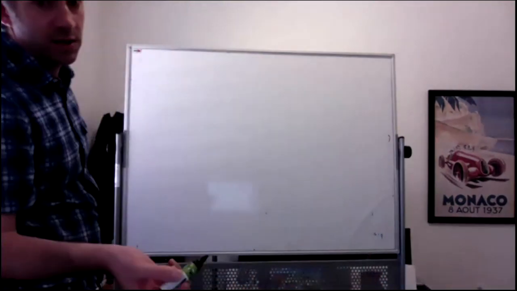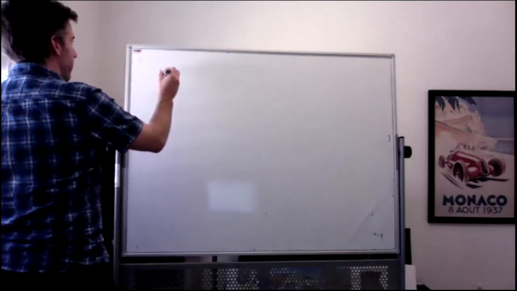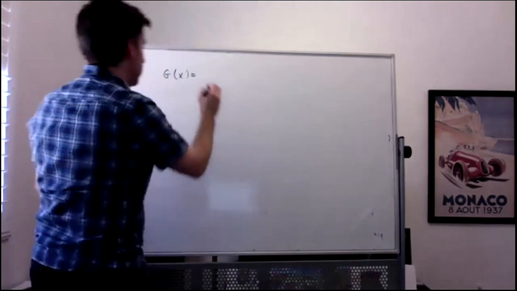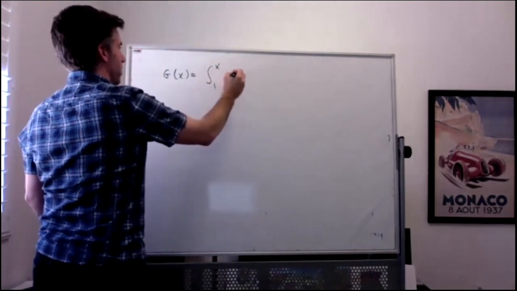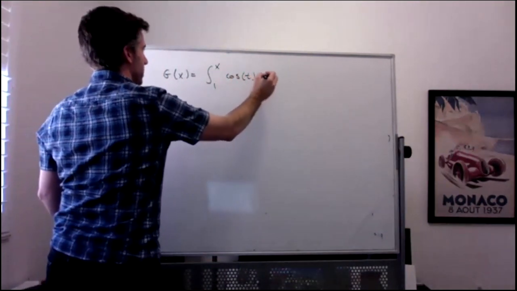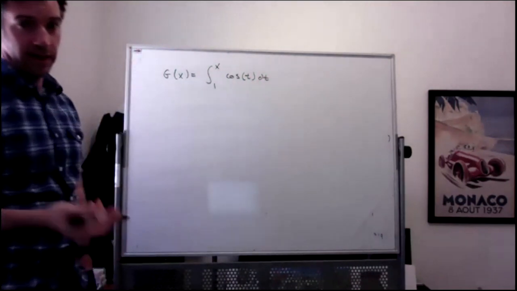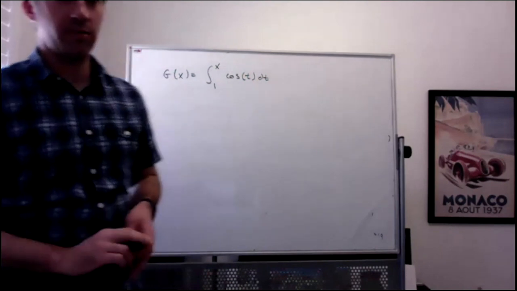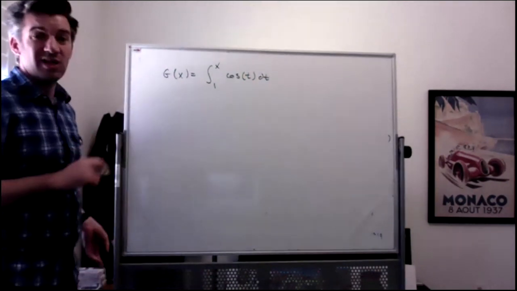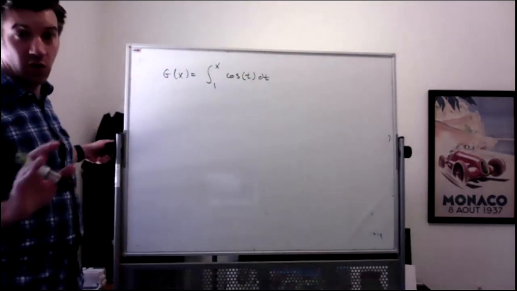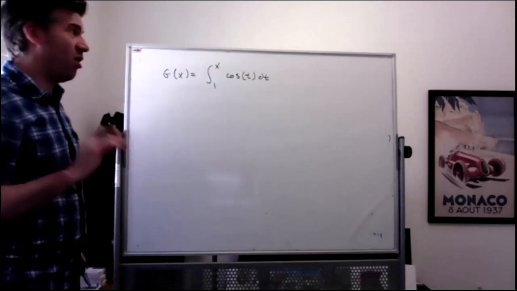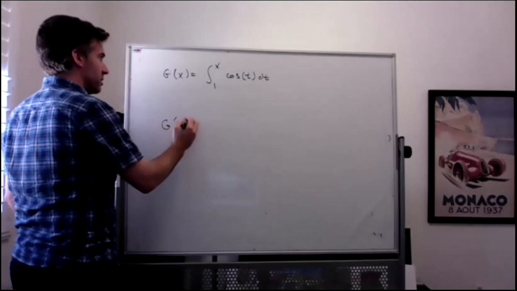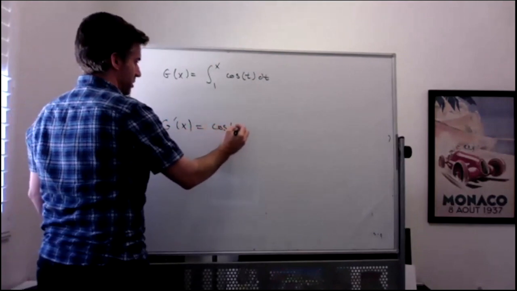So here is the first question. We have that g of x is equal to the integral from 1 to x of cosine of t dt. Here's the entire point of the fundamental theorem of calculus part 1: you can do this quickly. I'm going to show the work, but we already know that the end result is going to be that g prime of x is equal to cosine of x.